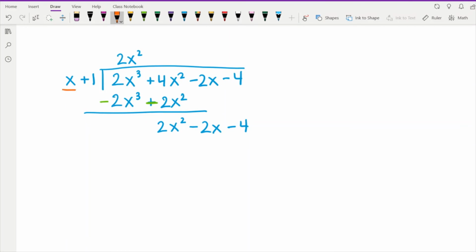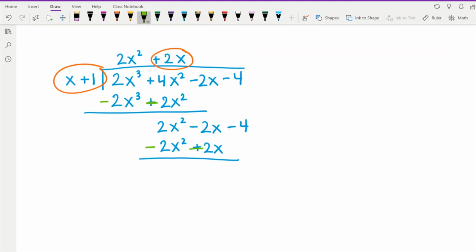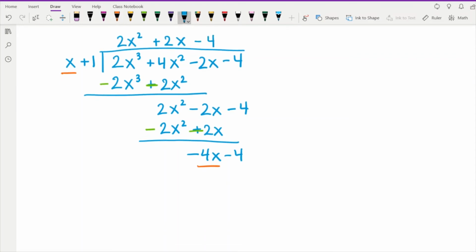And so now we're going to be dividing x into 2x squared. So how many times does x go into 2x squared? Well, that would be 2x. And so now we multiply together 2x times x plus 1, and we get 2x squared plus 2x. And then we subtract. So we do minus, and this becomes minus. And so now the 2x squareds cancel out, and we're left with negative 4x minus 4. And so now we want to divide x into negative 4x, and so that's going to be negative 4. And then we multiply negative 4 with x plus 1. And so we get negative 4x minus 4. And so what is that going to give us when we subtract? Well, these both become plus and we get 0.